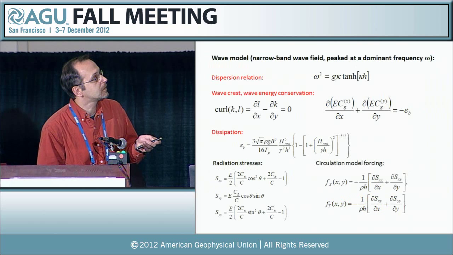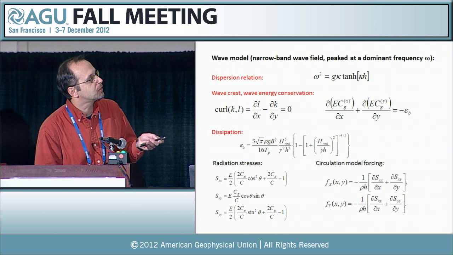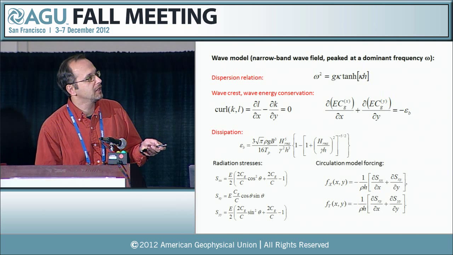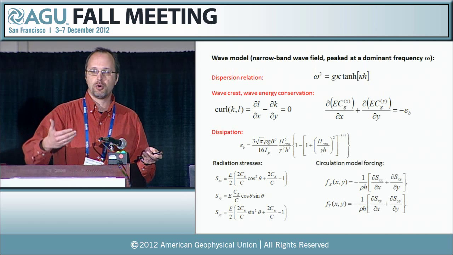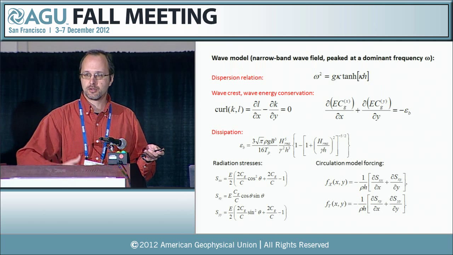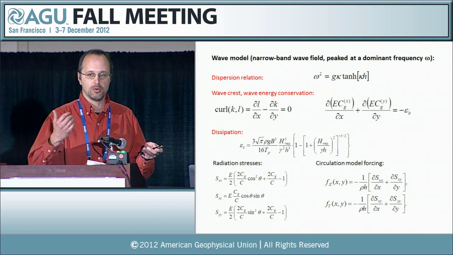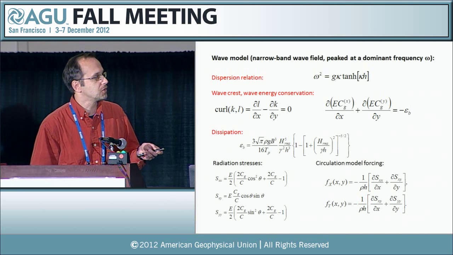Now, looking at the wave model at a more abstract level, the key here is that we integrate those equations for the wave propagation and for the conservation of energy from offshore to the coast. If you want to write the adjoint of this model, the adjoint would integrate from the coast to offshore, providing sensitivity to bathymetry and offshore conditions.